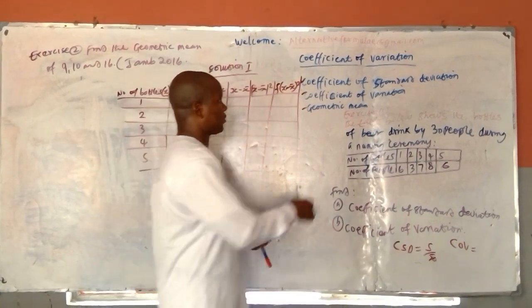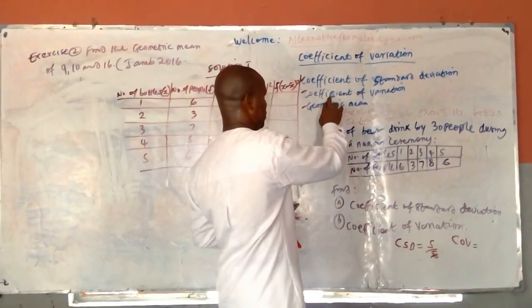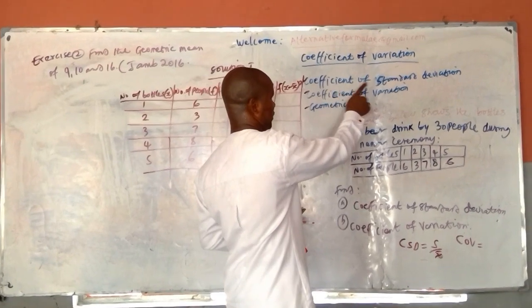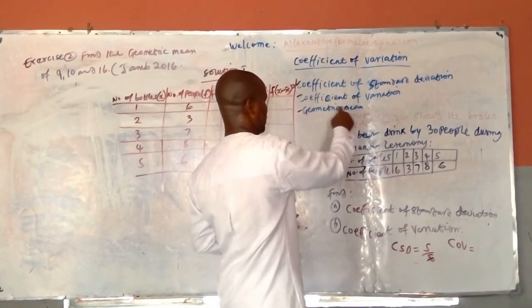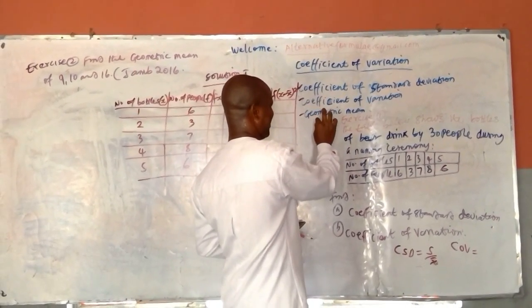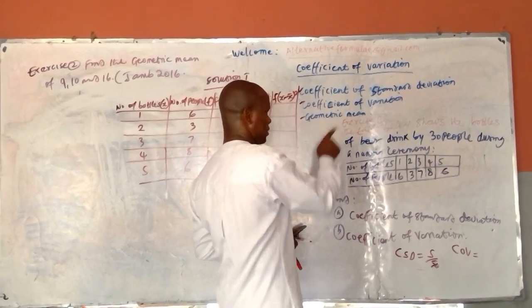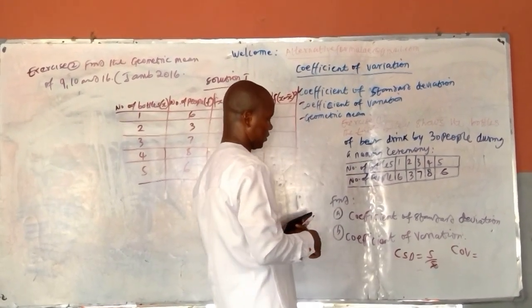Welcome to Alternative Formula. Today we are going to do coefficient of variation. Under that, we are going to see coefficient of standard deviation, coefficient of variation, and again we are going to take a slightly different topic, geometric mean. Now, the first question is this.